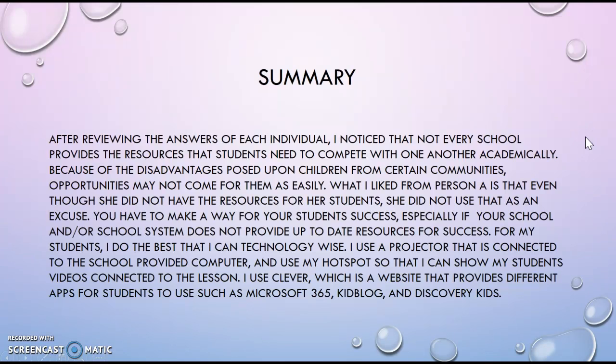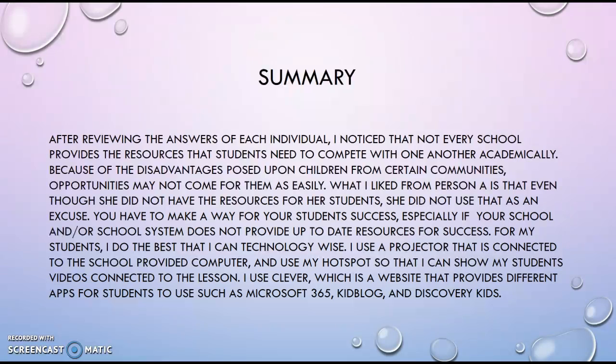And here's a summary of the interviews that I gave. So after reviewing the answers of each individual, I noticed that not every school provides the resources that students need to compete with one another academically. Because of the disadvantages posed upon children from certain communities, opportunities may not come for them as easily.